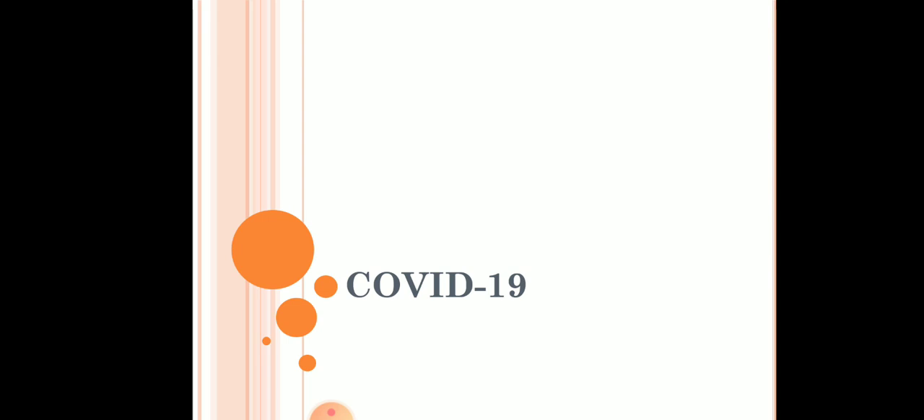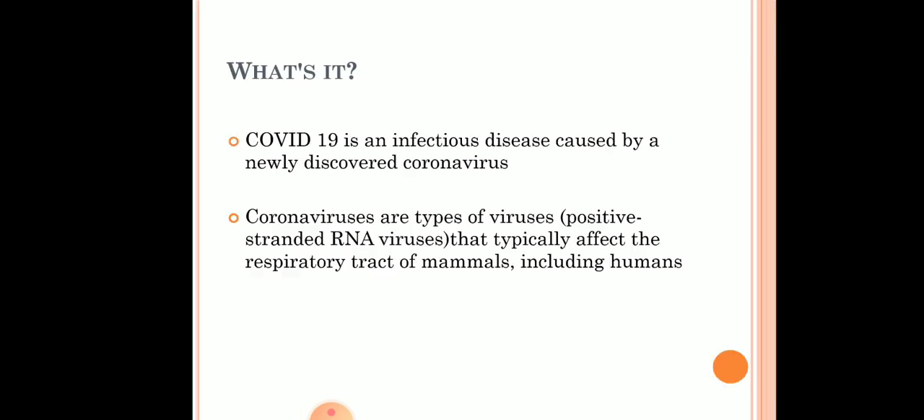Unless and until we know what COVID 19 is, we won't be able to fight it. We won't be able to conquer it. So let us understand what COVID 19 actually is. So, what is it? What is COVID 19? COVID 19 is an infectious disease caused by a newly discovered coronavirus that is so familiar to you all. COVID 19 is an infectious disease and that is caused by a newly discovered coronavirus.